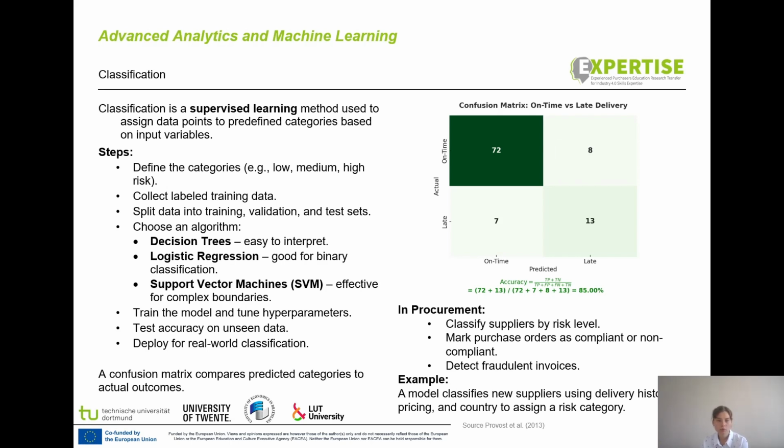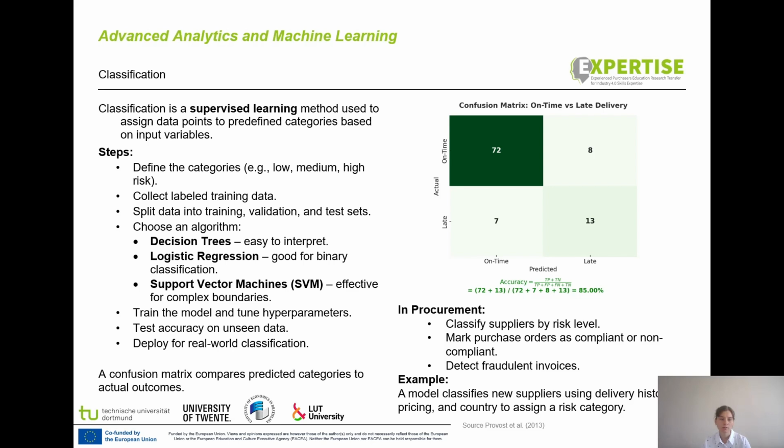Classification assigns data points to categories using supervised learning. In procurement, this might mean labeling suppliers as low, medium, or high risk, marking orders as compliant or non-compliant, or flagging fraudulent invoices. The process starts with labeled data, which the model uses to learn patterns. Algorithms like decision trees, logistic regression, or SVMs then predict the correct category for new data. By automating classification, procurement teams can make faster, more consistent, and more data-driven decisions.